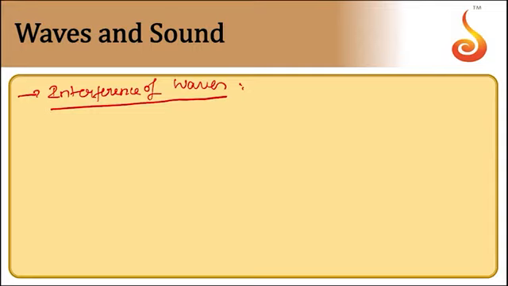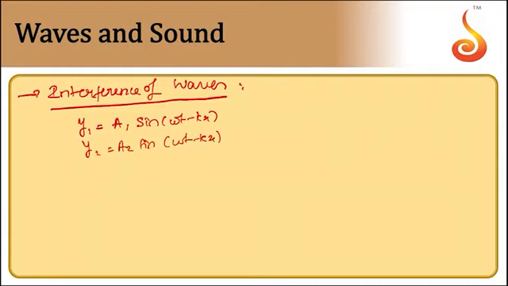What is an interference? In the case of interference, multiple waves start producing displacement of a particle. A particle is under the influence of multiple waves. Let's assume that two waves given by y1 is equal to a1 sine omega t minus kx and y2 is equal to a2 sine omega t minus kx superimpose, they interfere.